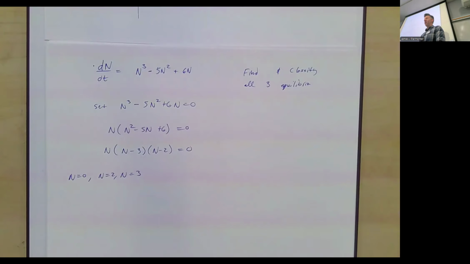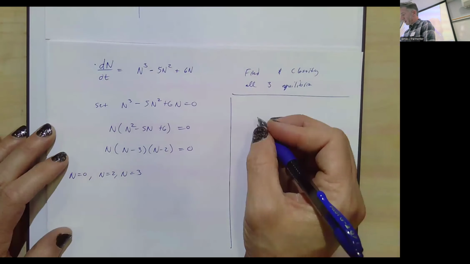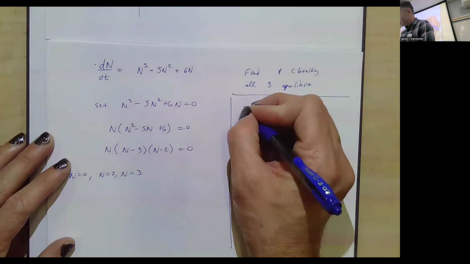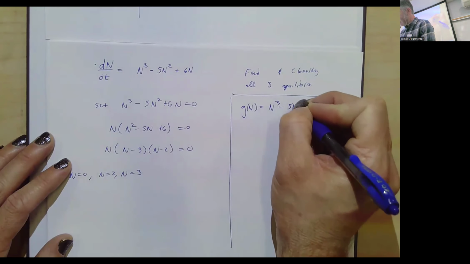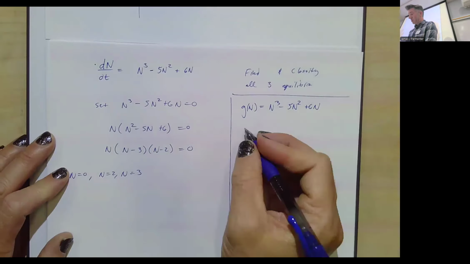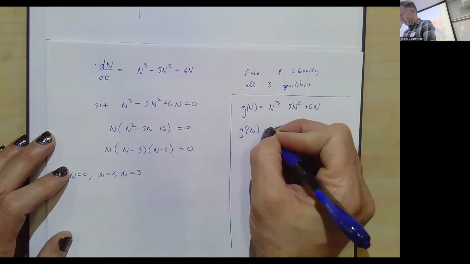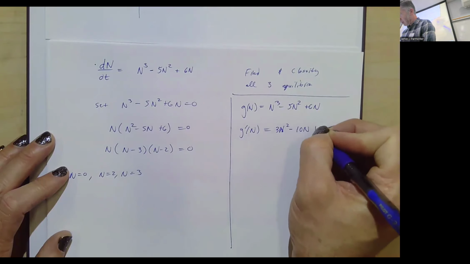So let's do this the non-graphical way just to test ourselves. Non-graphically, it is very common to call this g of whatever your variable is. So we're going to say that g of n is equal to n cubed minus 5n squared plus 6n. Then we're going to find the derivative of that. g prime of n is going to be 3n squared minus 10n plus 6.